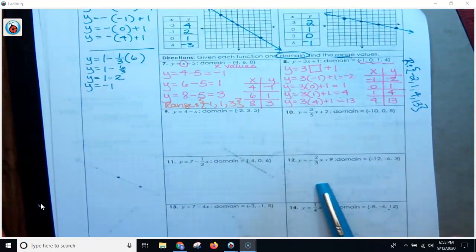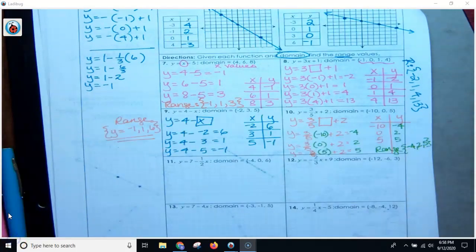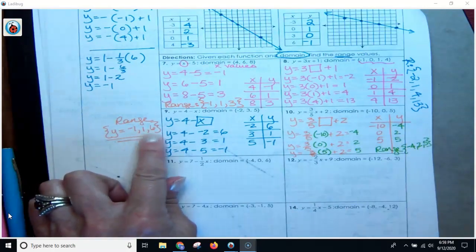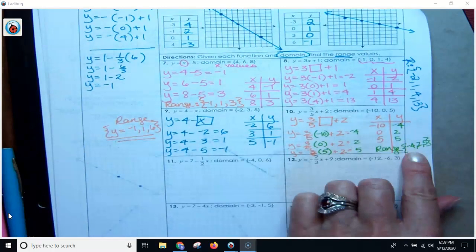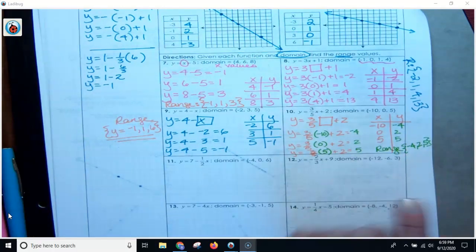Now they get a little bit harder here, with the fractions. But see if you can do 8 and 9, and we'll check our answers. So pause the video. All right, so hopefully you paused the video. If you didn't, then go ahead and pause it now and just make sure that you can get these answers. So here my range is -1, 1, and 6. And here my range is -4, 2, and 5. Okay, all right, moving on.